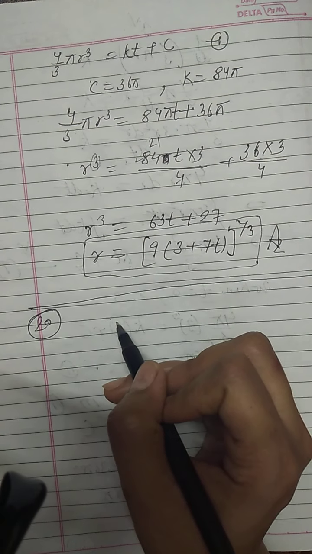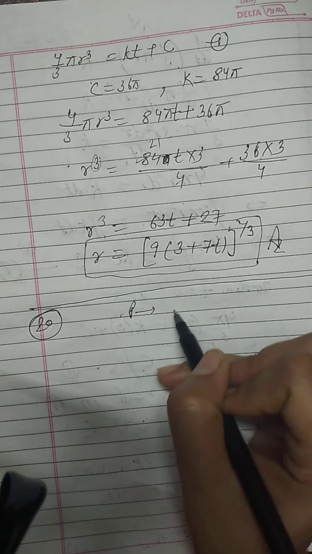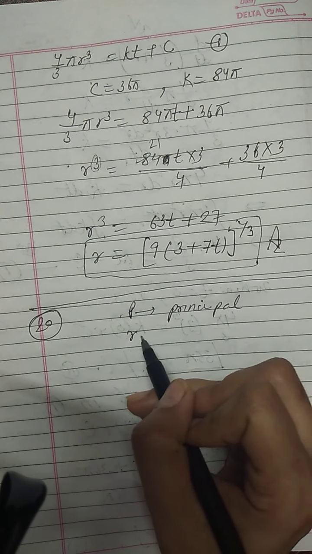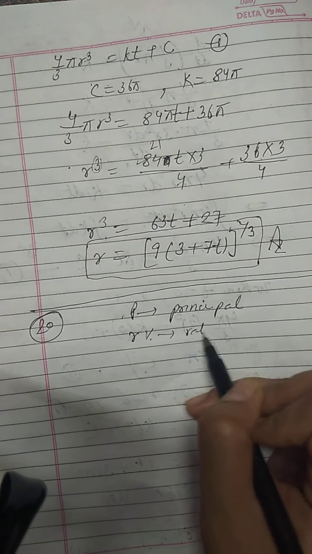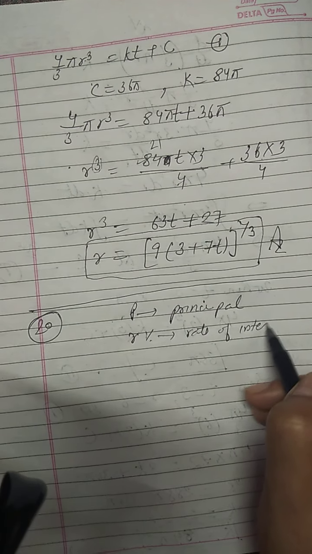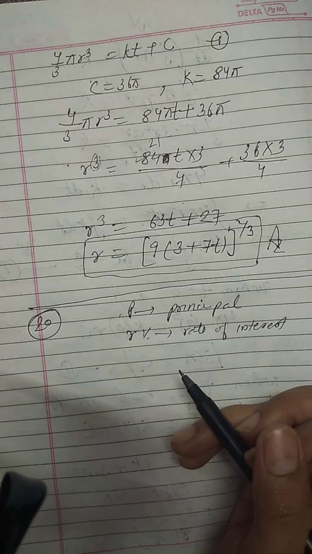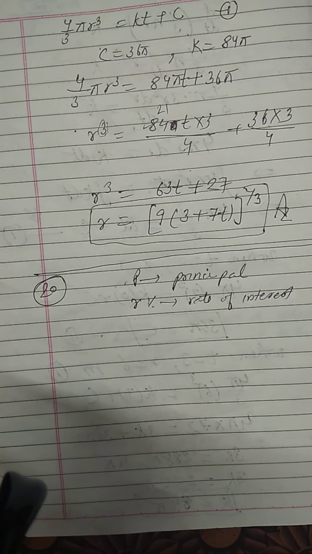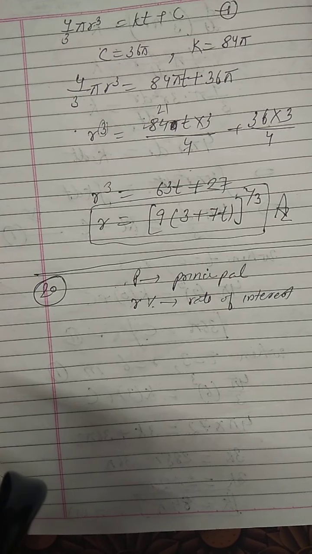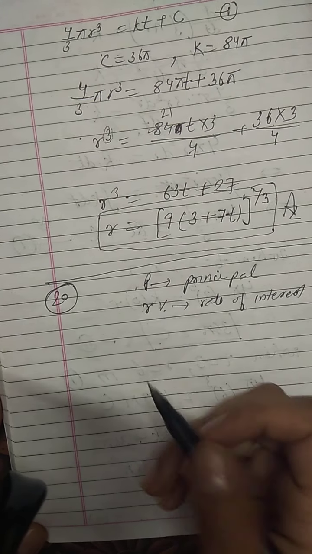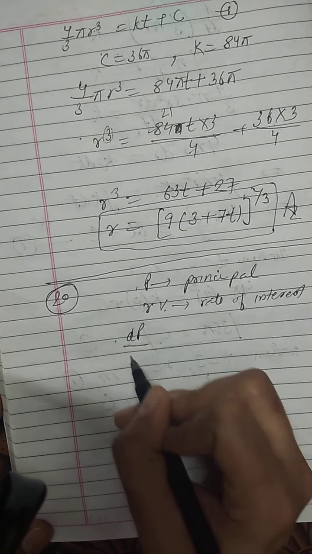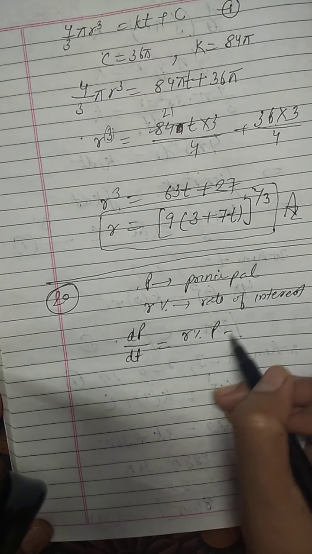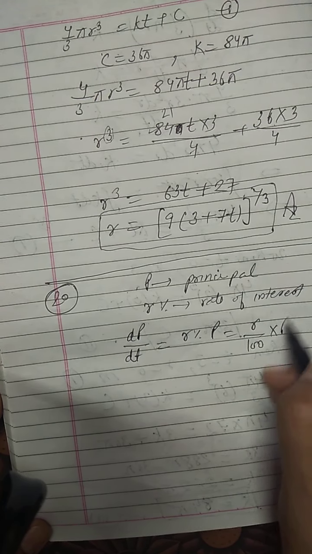So first of all, I will mark P as the principal, and let small r be R%, the rate of change, or rate of interest. Now what is given to us is that the principal increases continuously at the rate of R% per year. That means the change in principal with respect to time is R% of P. So I can say it will be R divided by 100 into P.